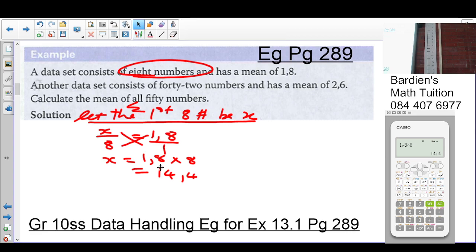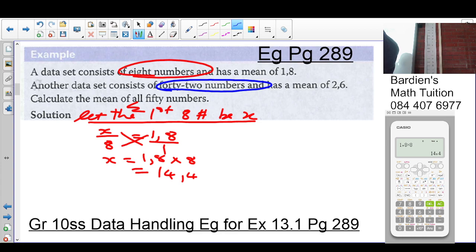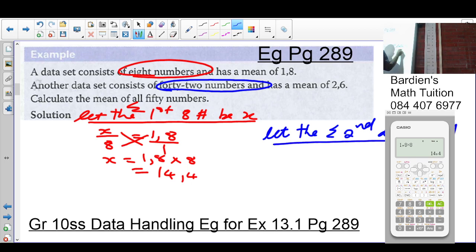Now, another data set consists of 42 numbers and has a mean of 2.6. So we say let the sum of the second data set be y. We have to say that? No, you don't. Okay.